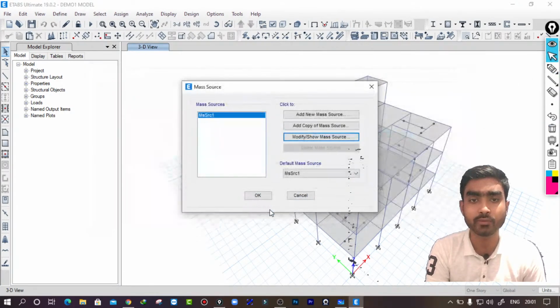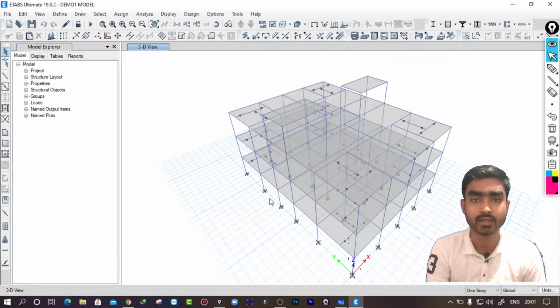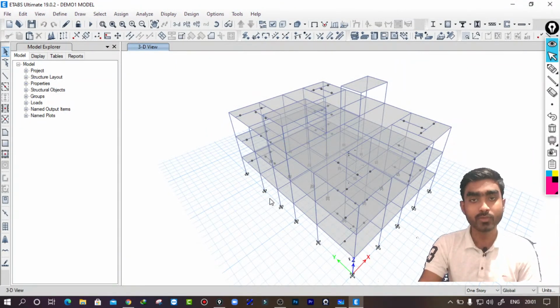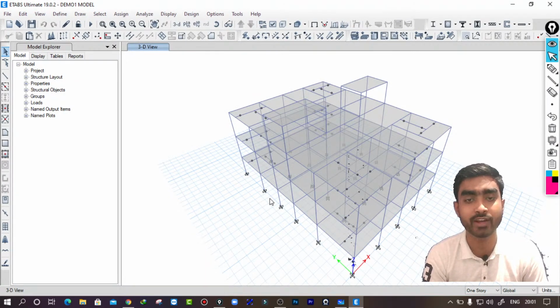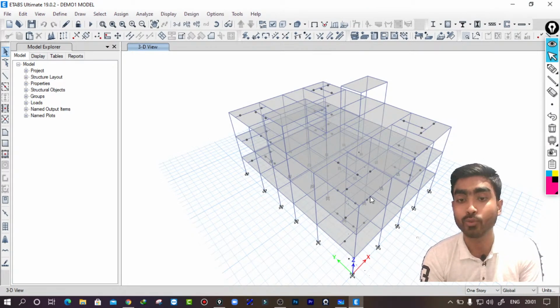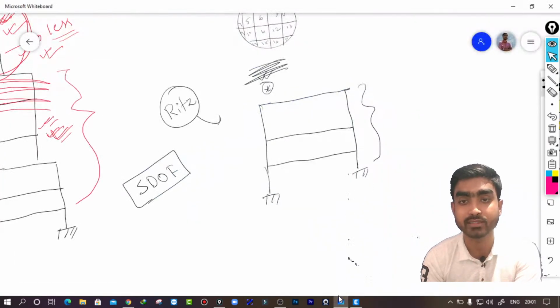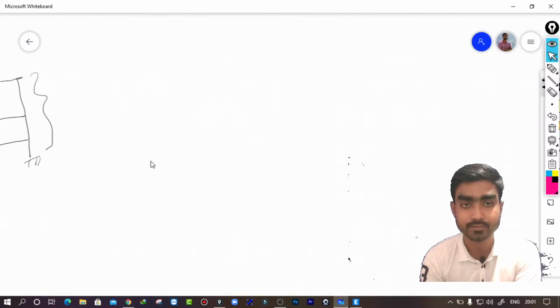Click on OK now, and OK. So we have defined the mass source. Now for modal analysis, we have defined the mass source, we have defined the modal case. Now one more important concept is there, which is called diaphragm.